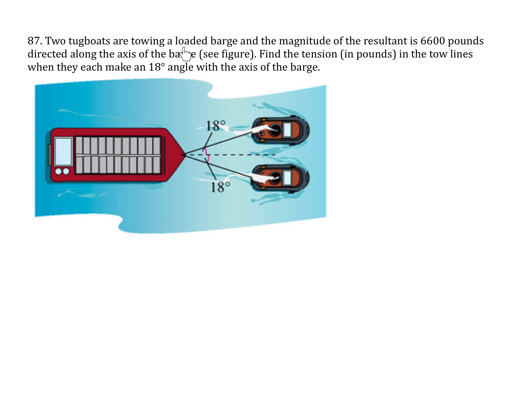Two tugboats are towing a loaded barge, and the magnitude of the resultant is 6,600 pounds directed along the axis of the barge. See figure. Find the tension in pounds in the tow lines when they each make an 18-degree angle with the axis of the barge.